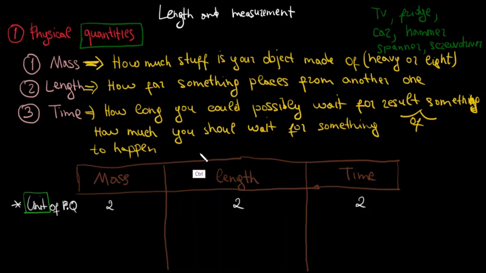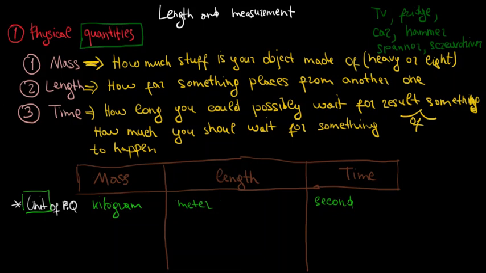Let me delete the numbers from here. So we added the notion of unit, and each of them has a unit. The unit of mass is going to be the kilogram, the unit of length is going to be the meter, and the unit of time is going to be the second.